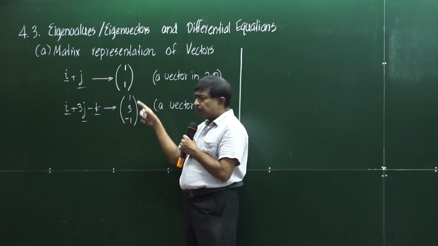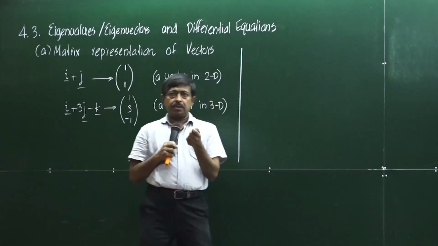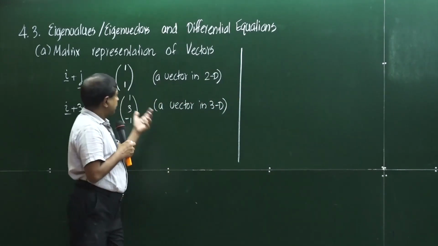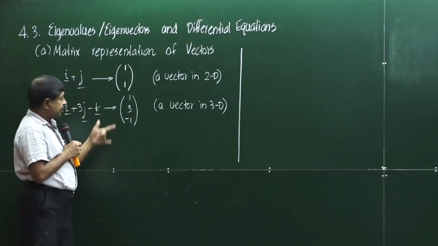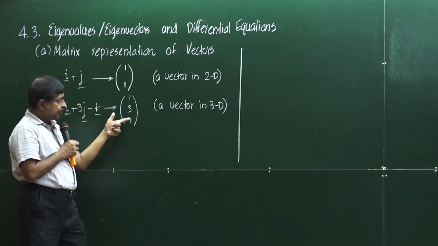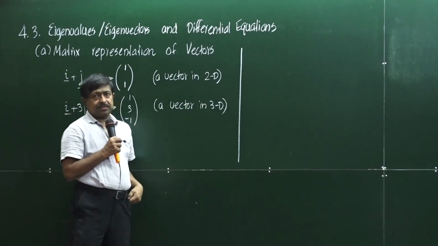So the number of components will tell you which space you are in. Like here, there are 2 components. That means you are in 2-dimensional space. Here there are 3 components. You are in 3-dimensional space.